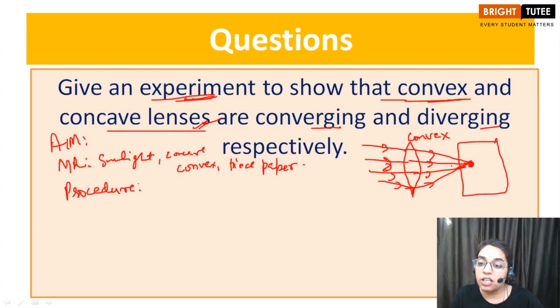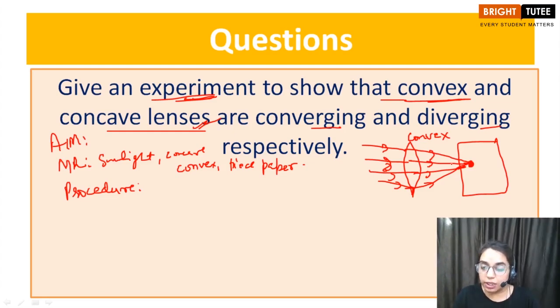We might have to adjust this paper or the screen in order to obtain a bright image of the sun. So what is this? This is a real image formation on the screen. And this proves that all the rays which were falling on the convex lens have been converged at a point on the screen, and this is the reason convex lenses are called converging lenses.